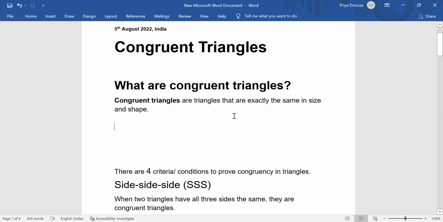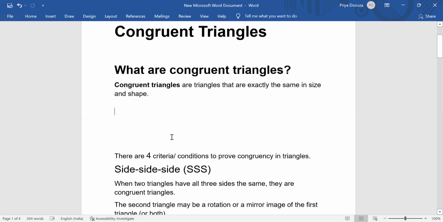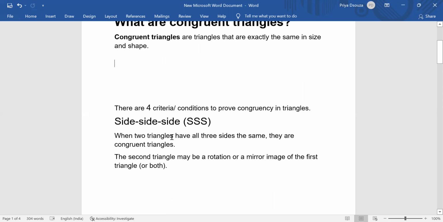It's like when you stand in front of a mirror, you see exactly yourself, right? So you and your image are congruent images. The same thing with congruent triangles. They have exactly the same shape and the same size. When I say the two triangles are congruent, I need some conditions or criteria to establish that congruency. So mathematically, in layman's language, congruency is same shape, same size.